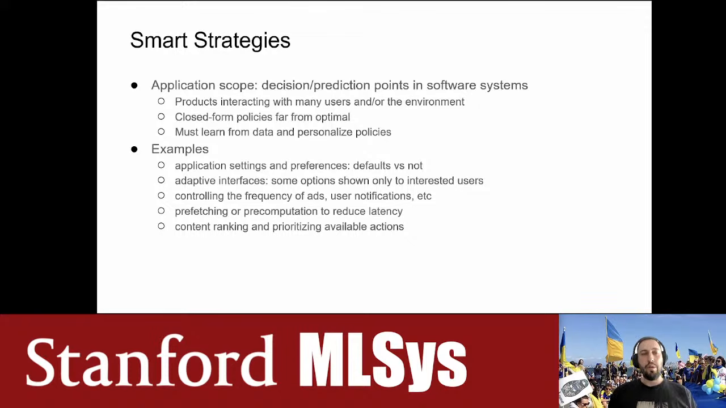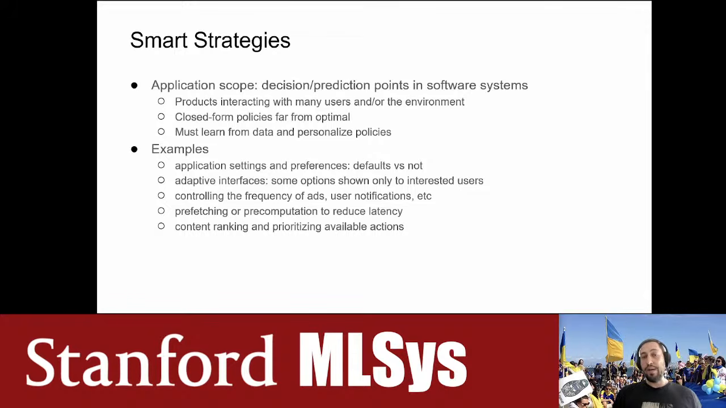Smart strategies are deployed in products interacting with many users in the environment. And closed form policies for such cases are usually suboptimal. So you have to learn from data, and this motivates machine learning approaches. There are many examples. They include application settings and preferences for many products. They include adaptive interfaces, where some options are shown only to users who are likely to be interested. This is important when screen space is limited.